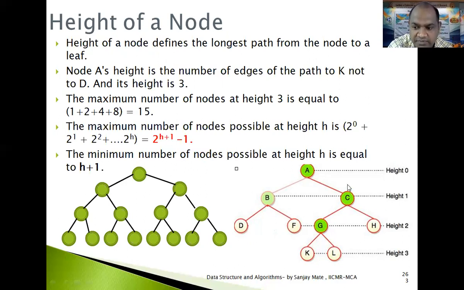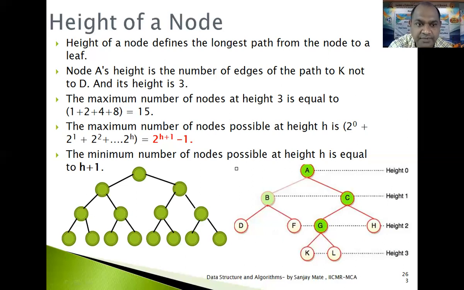What is the height of this tree? 1, 2, 3. The height of this tree is 3. This is also one height, 1, 2, but we take the longest path. The longest is this one: A to C, C to G, and G to K. So this is the height of the tree.